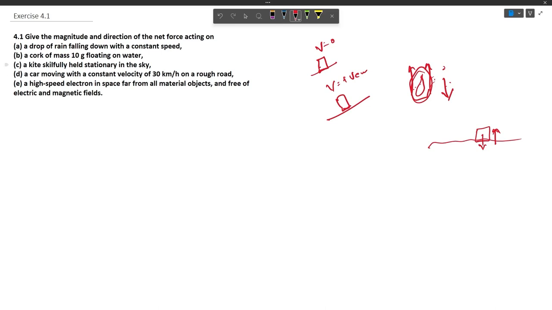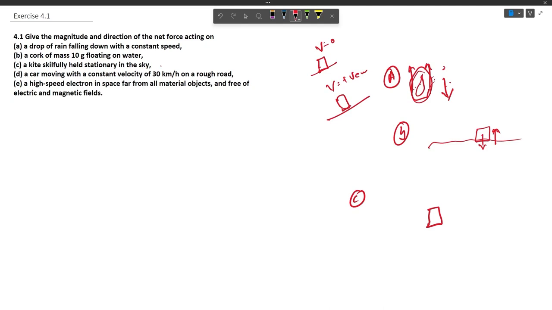Now, in the third case, we have a kite skillfully held stationary in the sky. From Newton's first law, a body continues to be at rest if it is at rest initially, unless some unbalanced force is acting on it. So here the body is stationary in the sky. Unless there is some unbalanced force, it is not going to move, and hence it is stationary. So we can say that the net force acting on it is zero.